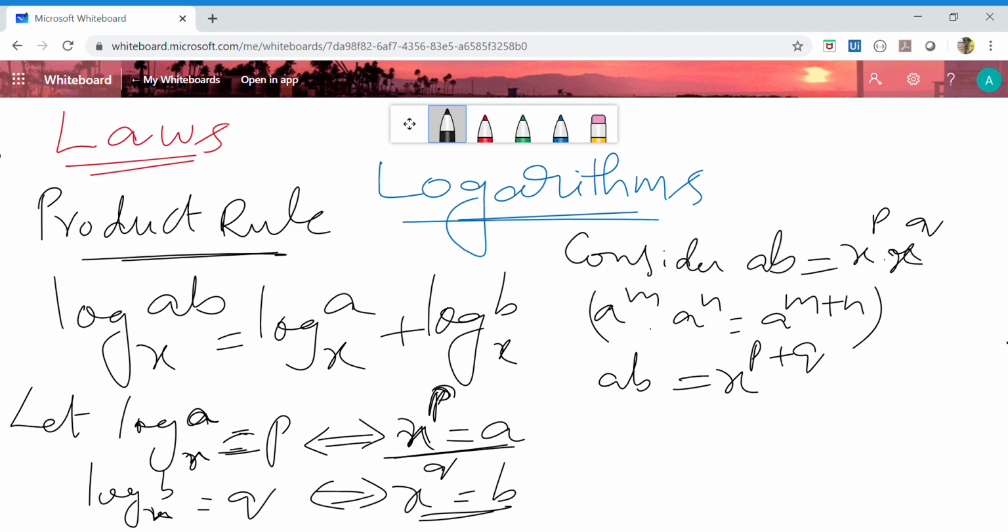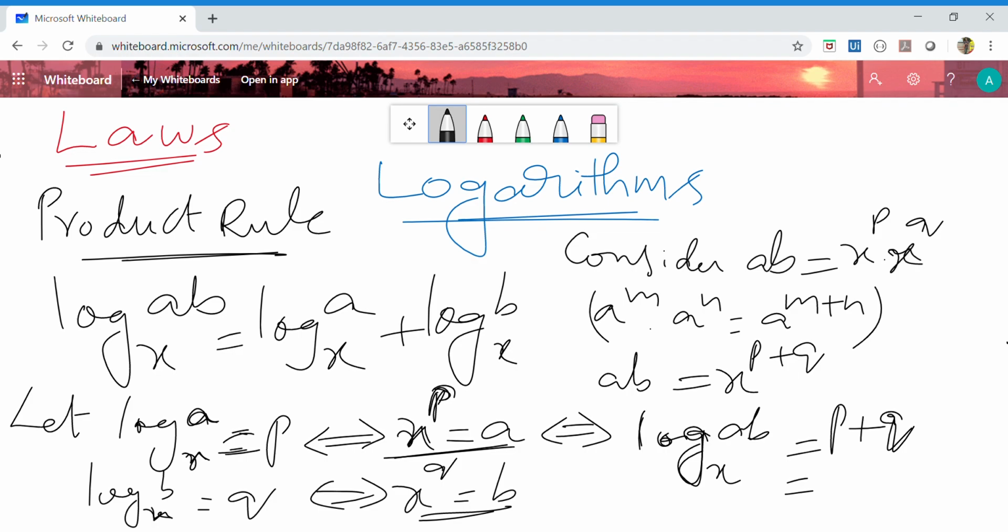It is in the exponential form. So its logarithmic form is log AB to the base x is equal to P plus Q. Here in the exponential form, x is the base, P plus Q is the exponent and AB is its answer. So you can write in logarithmic form as log AB to the base x is equal to P plus Q.